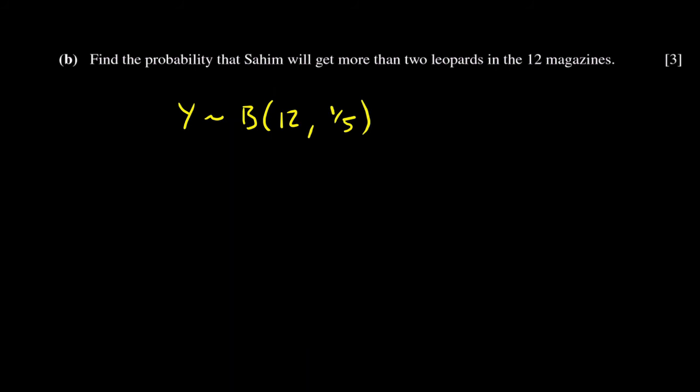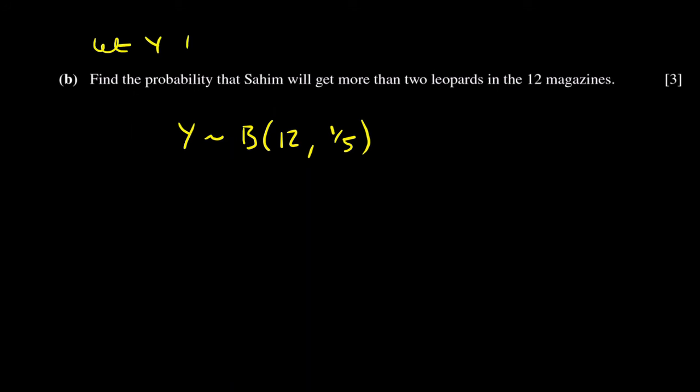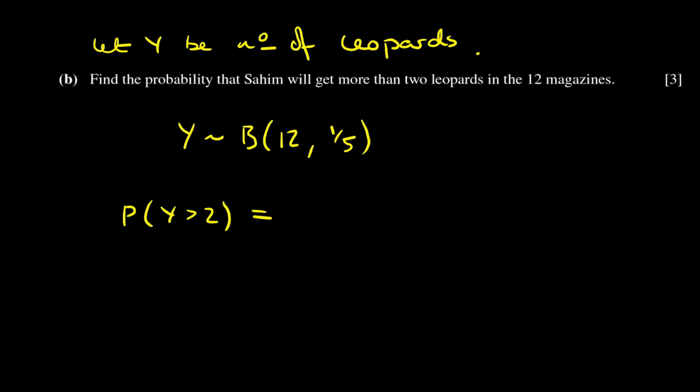I should probably be a little bit more precise here. I should say something like let Y be the number of leopards in this case. Right, so I should really state what my distribution is. Okay, so what I want to do is find the probability that Y is greater than 2. So that's the probability that Y is 3, 4, 5, 6, 7, 8, and all the way up to 12. But that's going to be a bit boring to do. So I think instead about doing 1 minus the probability that Y is less than or equal to 2.